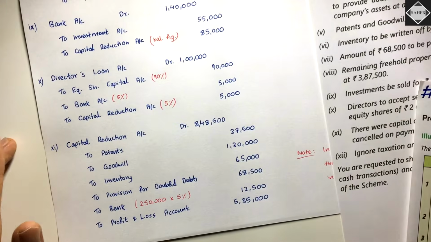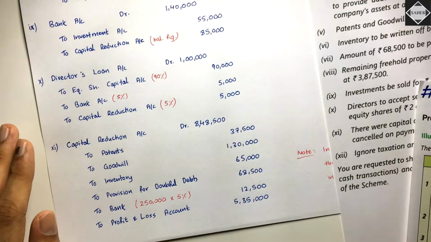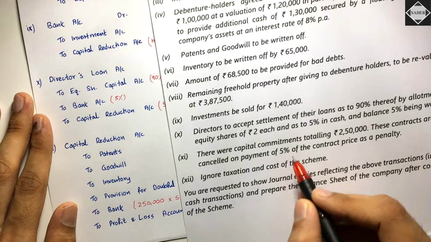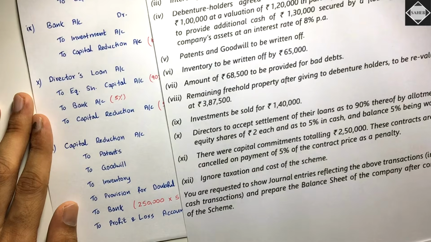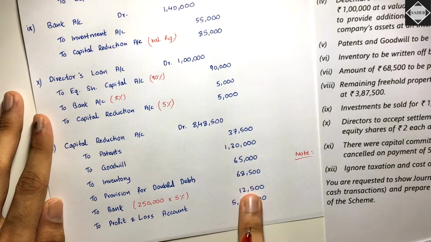How do you create the provision? You credit that, isn't it? Yes. And then that payment also you have to do now. I said this one, the contingent liability one, 5%. Yeah, 5% of 2,50,000, that was equal to how much? 12,500. So, to bank 12,500.